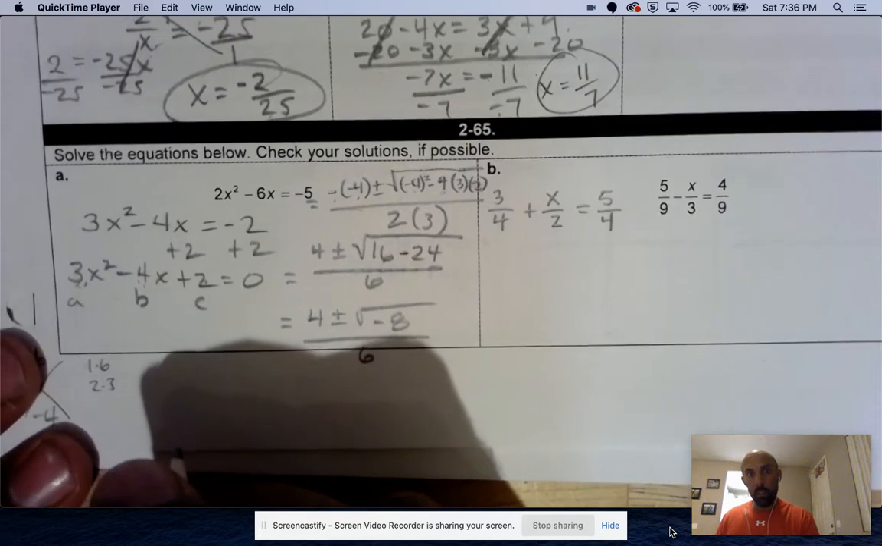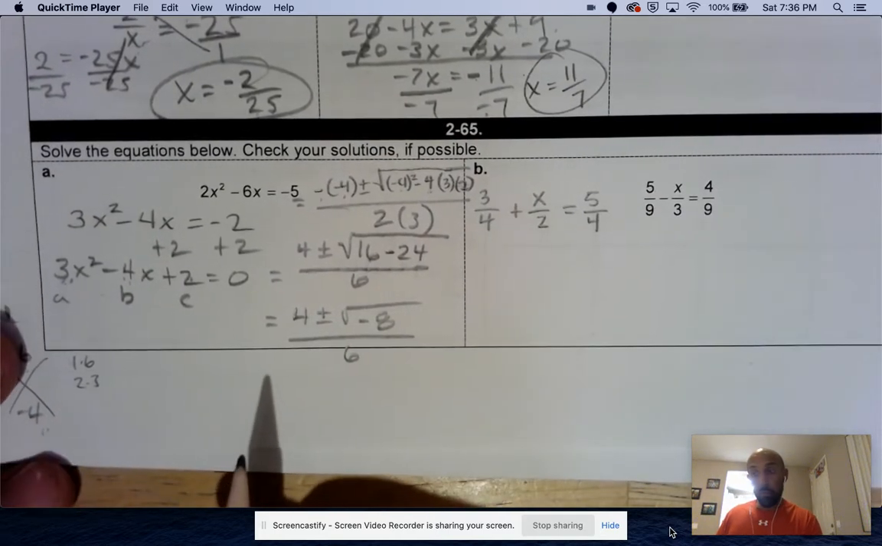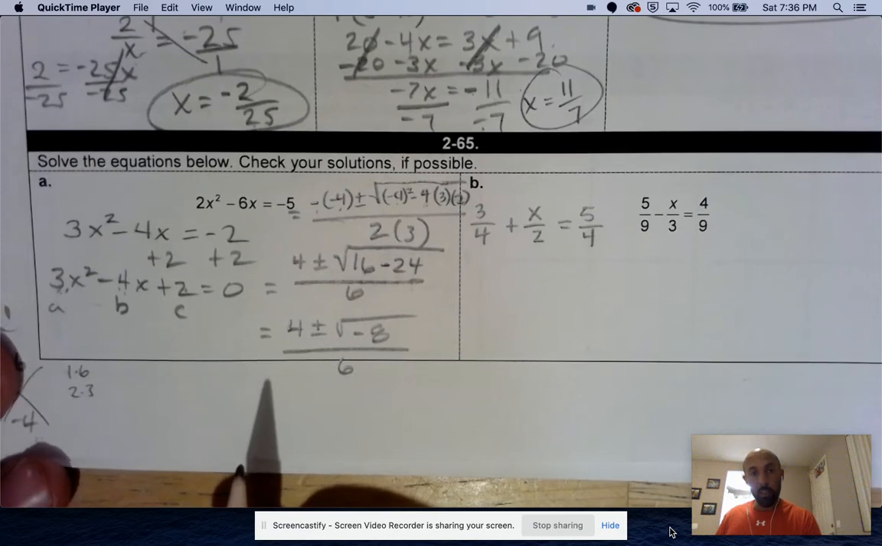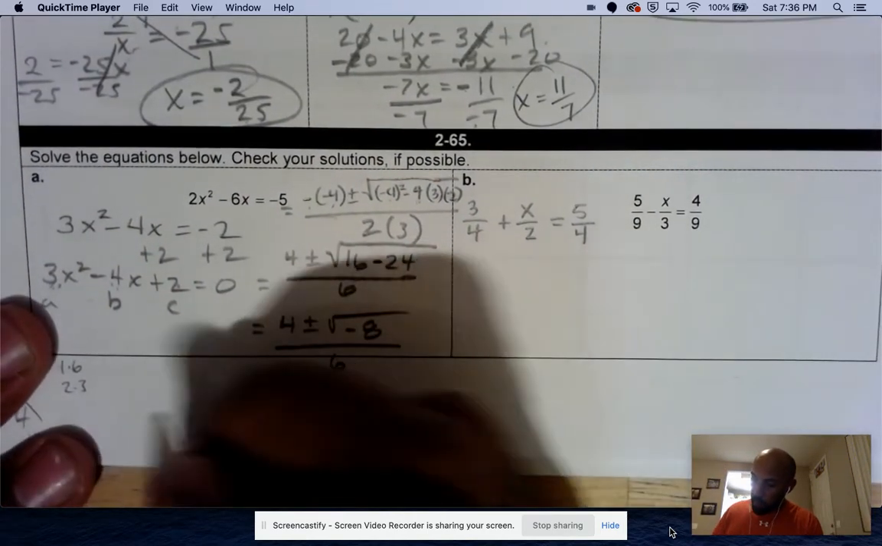You want to go back and watch the video on how to do that for radicals from lesson 2 point, the one that said like 2 point star star. Okay, so it was the last lesson. You want to review that.